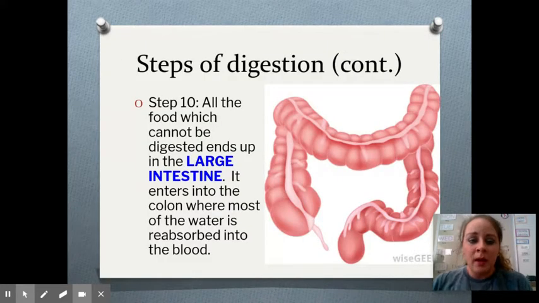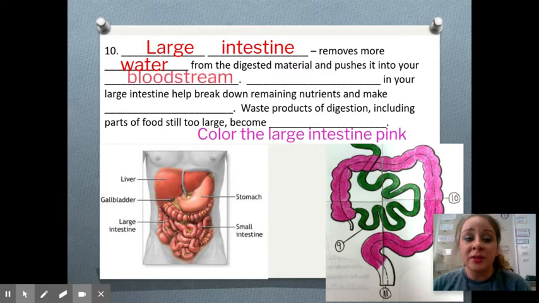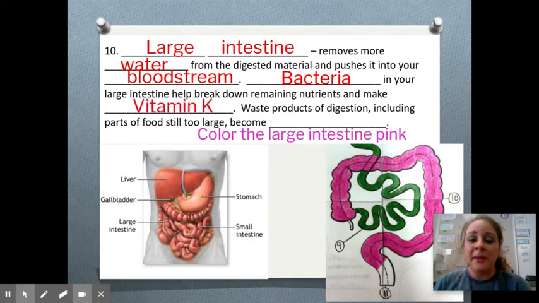Okay, so this is what your large intestine looks like, and it's step 10. We're almost to the end. Okay, step 10 is large intestine, and it removes more water from the digestive materials and pushes it into your bloodstream. Bacteria in your large intestine helps break down the remaining nutrients and make vitamin K.